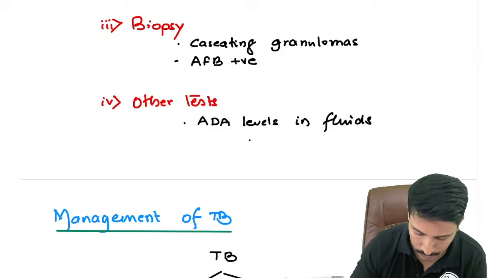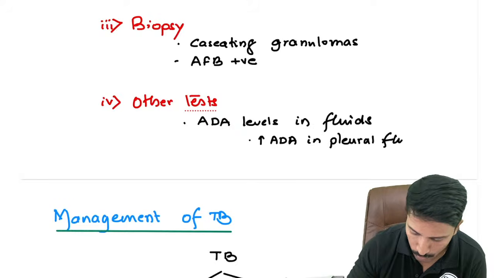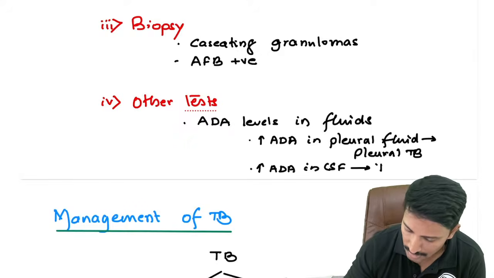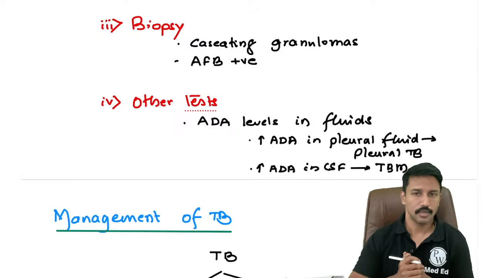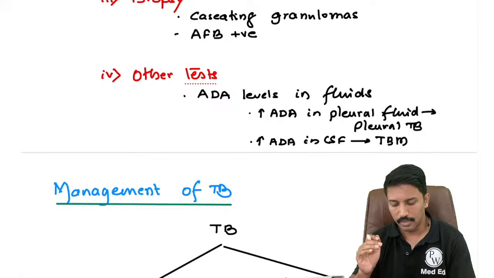For example, increased ADA levels in pleural fluid is suggestive of pleural TB. Similarly, increased ADA levels in CSF is suggestive of TB meningitis. So that is an additional test that we can do. So these are the investigations that we will be following for tuberculosis.